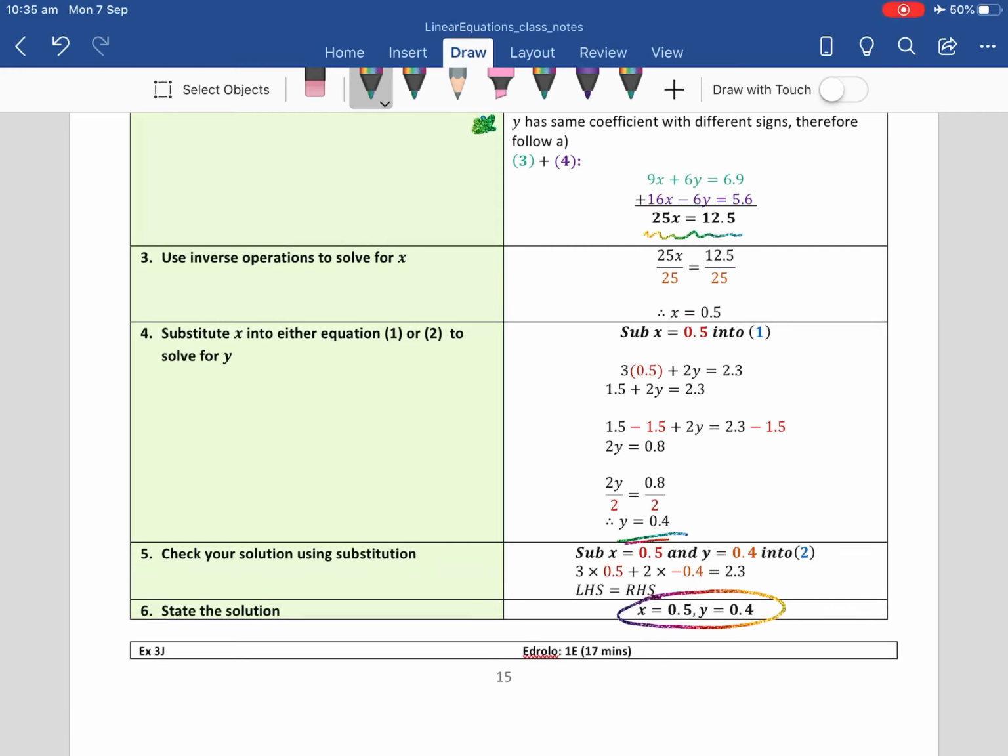Alrighty, so it's a big chapter, so exercise 3J. Feel free to obviously rewatch this video, and there are some other videos from Khan Academy that you can look at too.